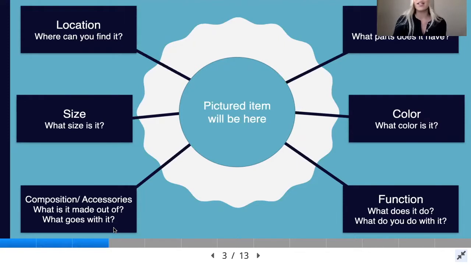So that means what is it made out of? What goes with it? It's another way we can talk about it. Then if we go up here, we're going to talk about parts. What parts does it have? Coming down here, we're going to talk about the appearance, such as color. What color is it? What does it look like? Then if we go down here to function, we're going to talk about what does it do or what do you do with it?